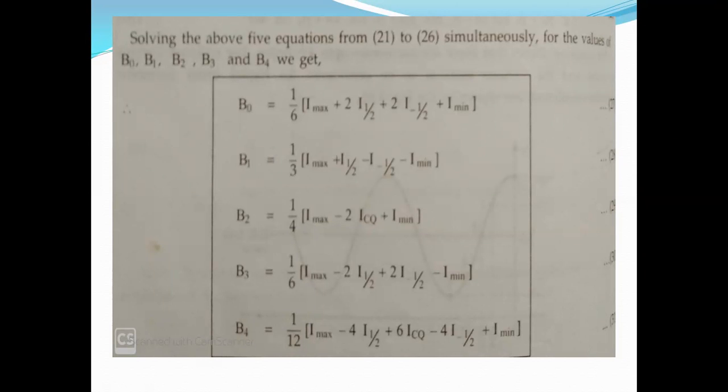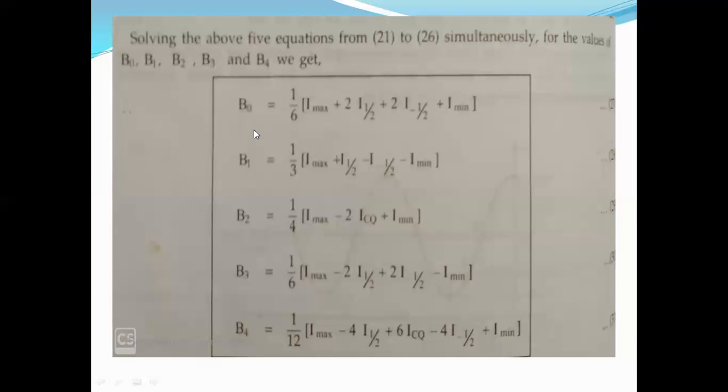And B2 is 1 by 4 into I max minus 2 into ICQ plus I minimum. And B3 is 1 by 6 into I max minus 2 I 1 by 2 plus 2 I 1 by 2 minus I minimum. And B4 becomes 1 by 12 into I max minus 4 I 1 by 2 plus 6 ICQ minus 4 I 1 by 2 minus 1 by 2 plus I minimum. Okay. So these are the equations of B0, B1, B2, B3 and B4.